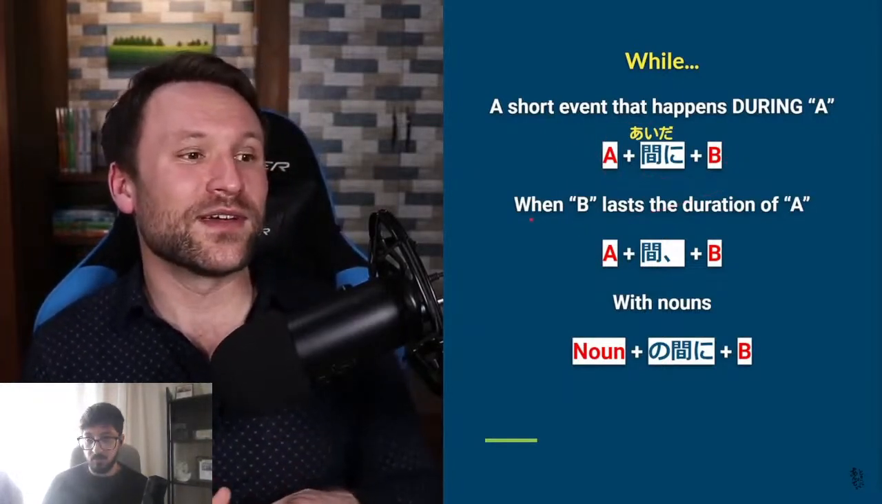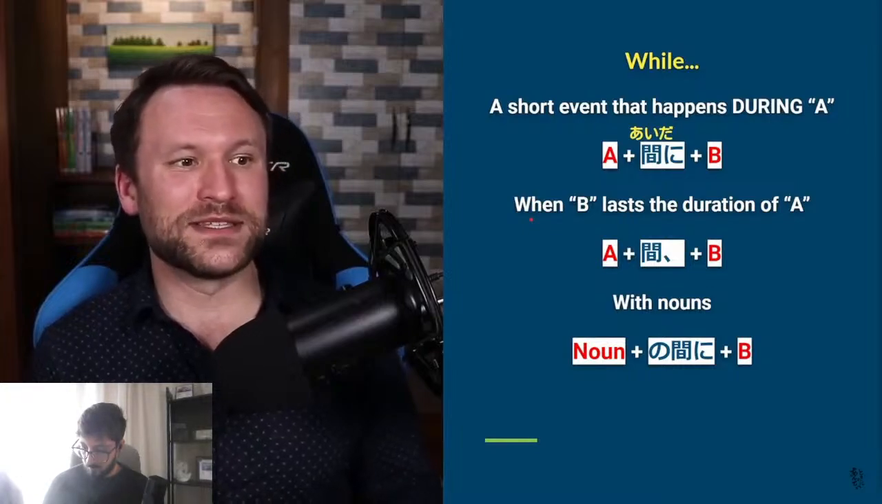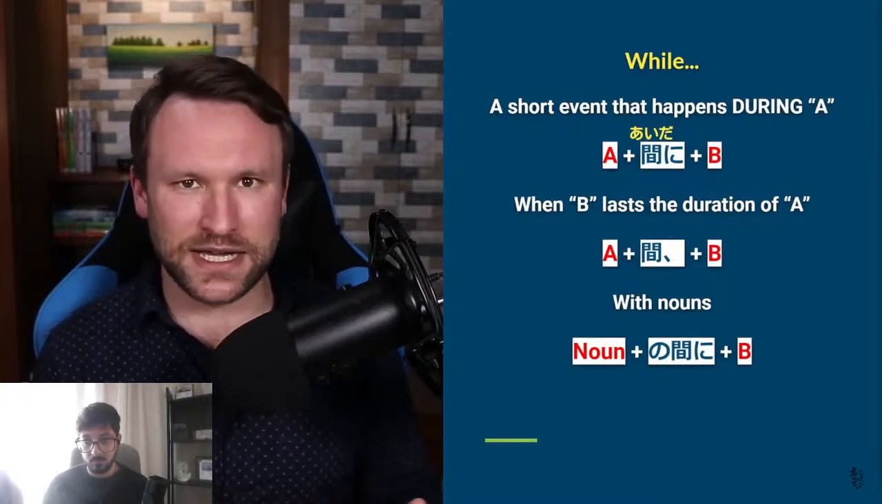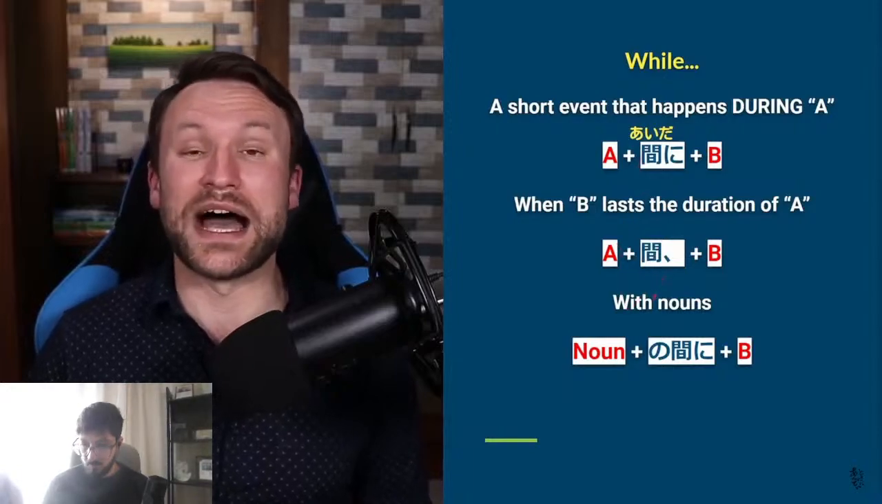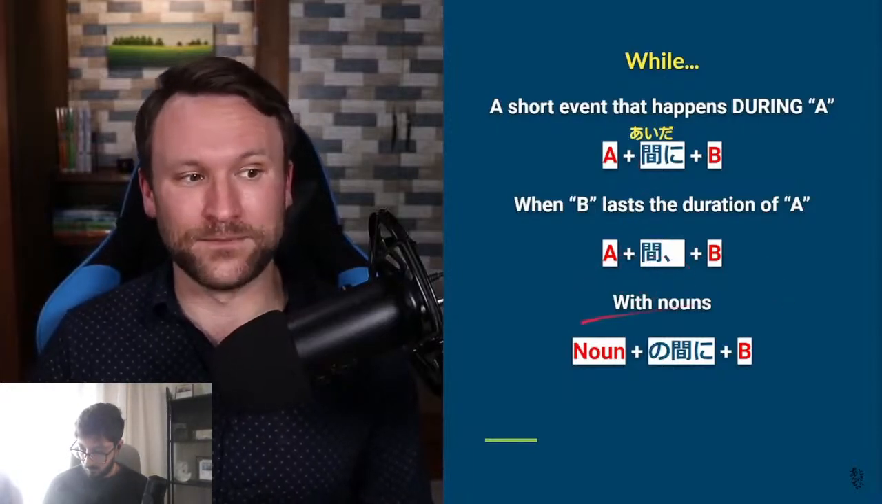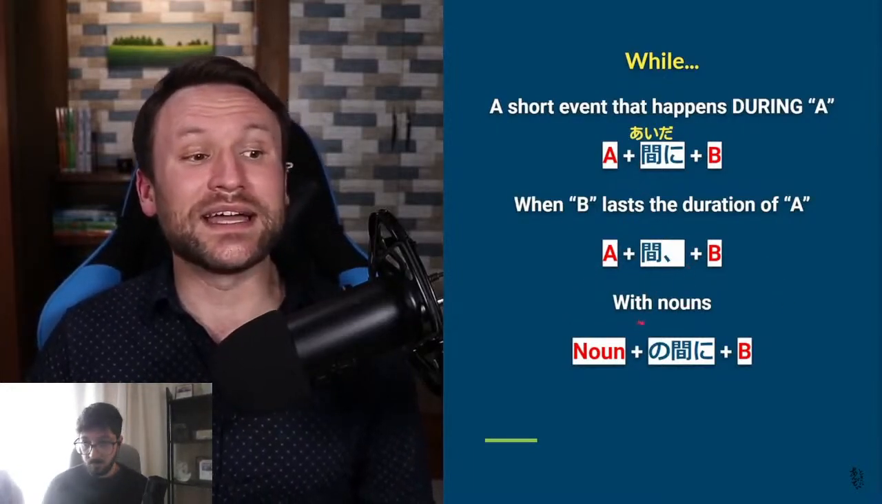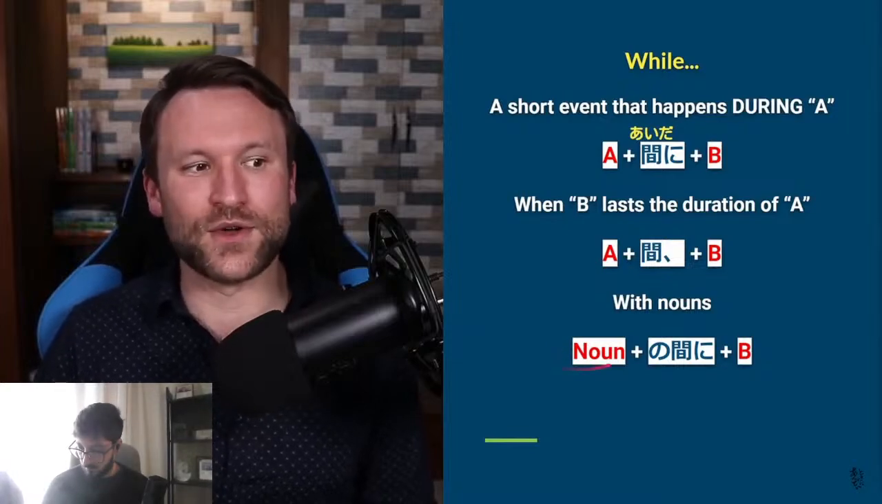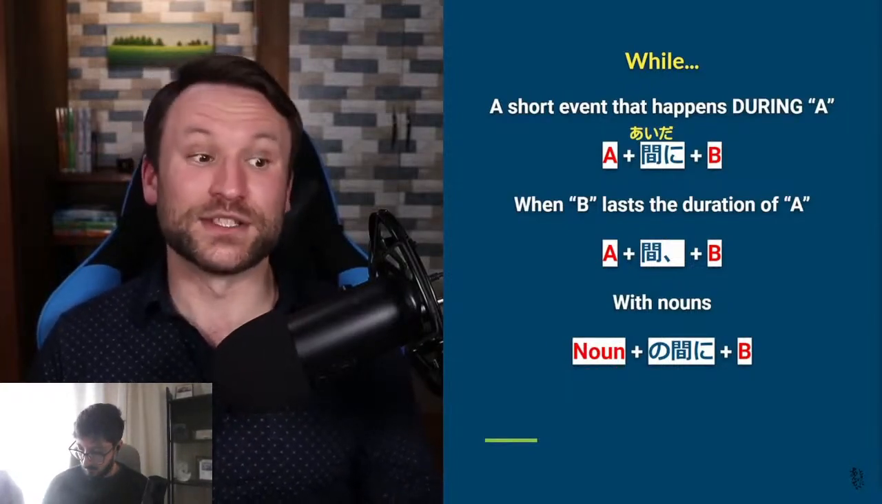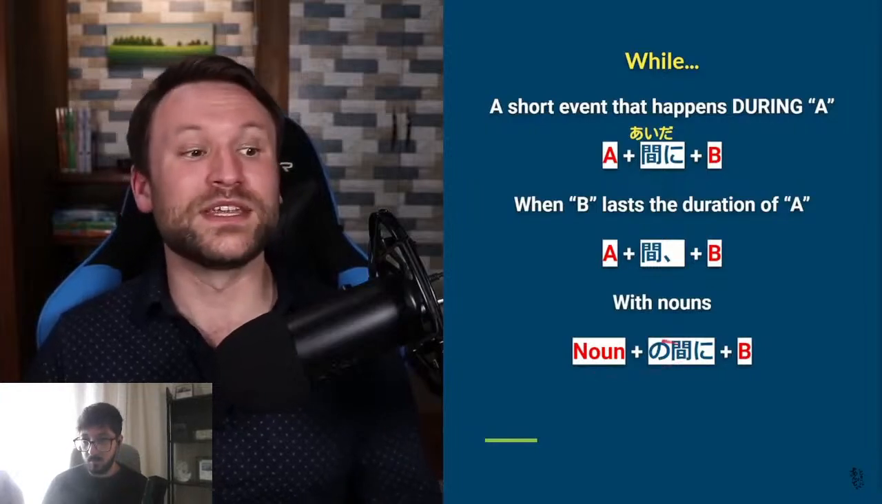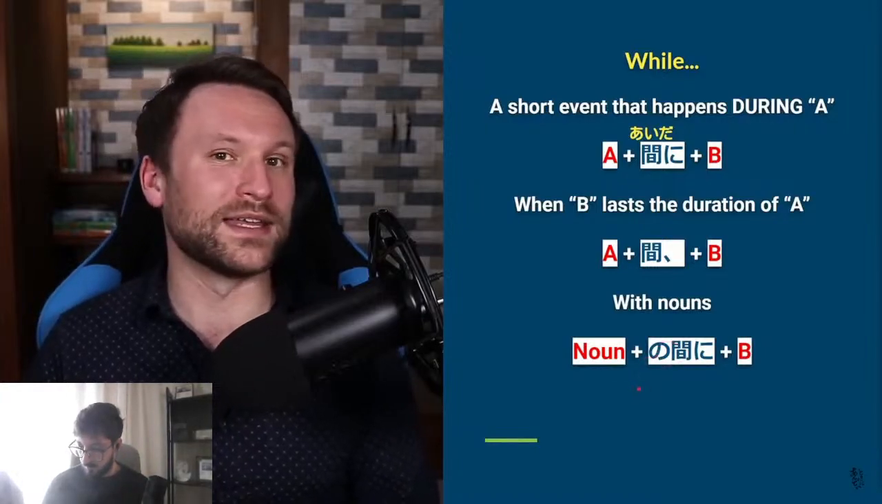Now, if B, whatever it is, happens to be something that lasts for the entire time A is happening, then you don't use the ni particle. You just use aida. A, aida, B. You can also use aida ni with nouns. So for example, 学校の間に B. So during school, B. But you need to use the no particle before aida ni in that situation. So let's go ahead and go over some examples.